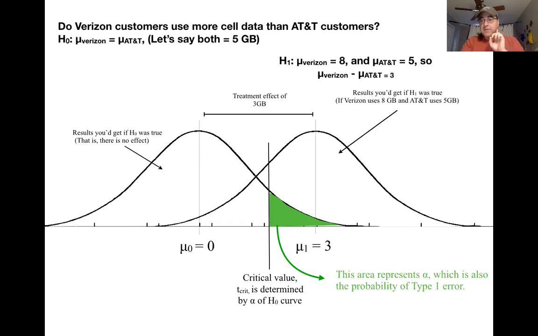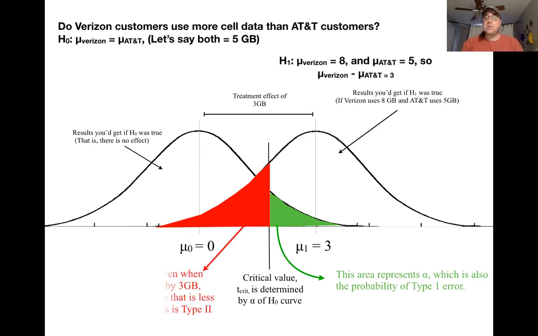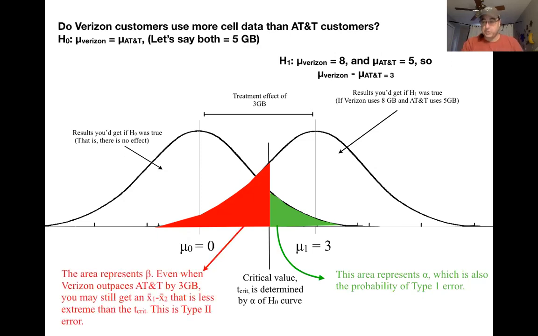So if the alternative is in fact true, there is a portion of those results that are going to be on the side of the critical value that would cause you to decide to accept the null hypothesis, that is, to fail to reject it. If you fail to reject the null hypothesis, or if you accept the null hypothesis, then your statement at the end of the day is that AT&T and Verizon have the same usage. That would cause you to have made a type 2 error.